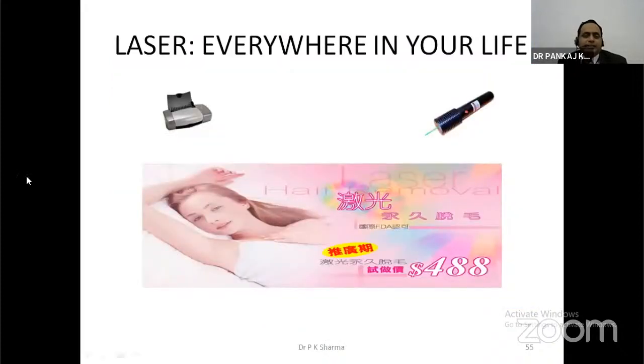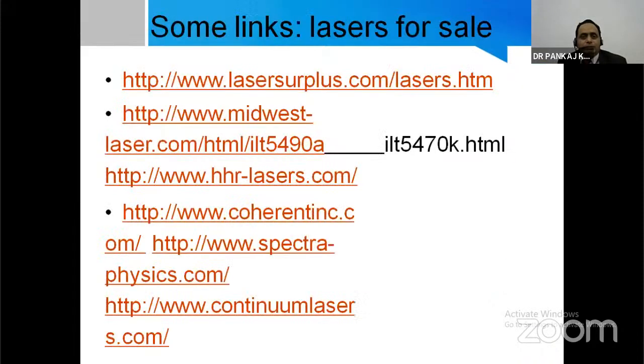If you look at the last slide, the laser is everywhere in your life. You can use a laser printer in our daily life and a laser pointer during a presentation. And this is the figure for cosmetic surgery. So lasers are used every day in life in the barcode scanner, laser printer, laser pointer, and cosmetic surgery. So these are the references.